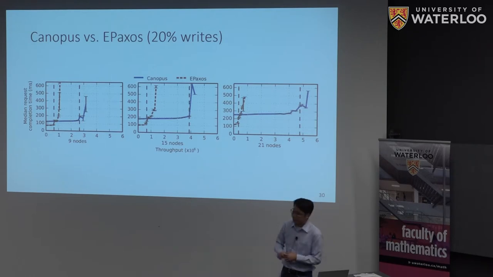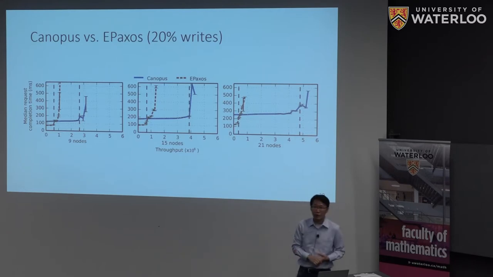These graphs show the latency and throughput of Canopus and ePaxos. And we start off with just 9 nodes. With 9 nodes, what we found was that Canopus was able to achieve a much higher throughput compared to ePaxos. We were achieving about 3 million operations per second versus about 1 million operations per second. And as we increased the number of nodes, going from 9 all the way to 21, the throughput of Canopus actually increased from about 3 million to about 5 million operations per second.